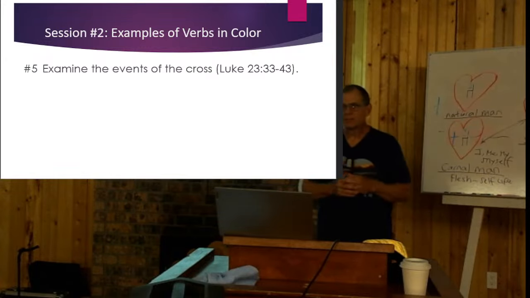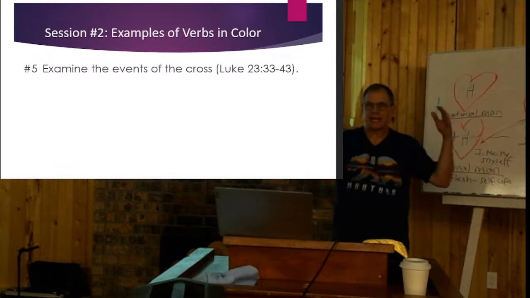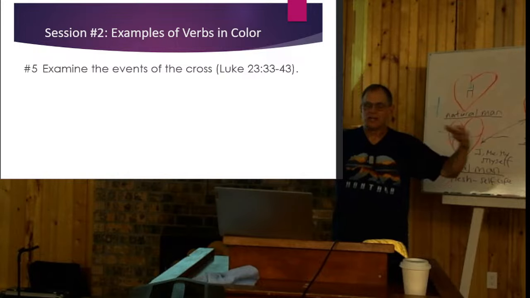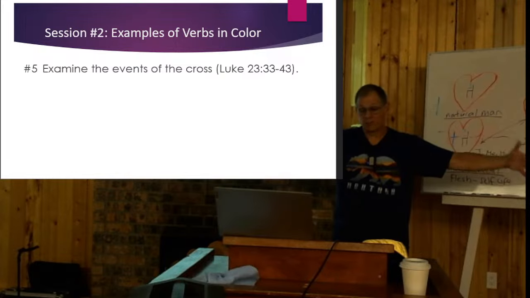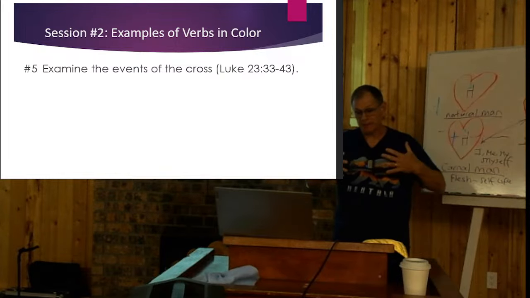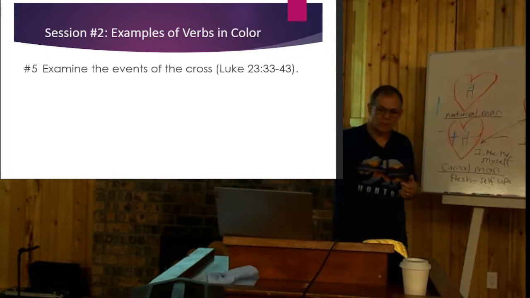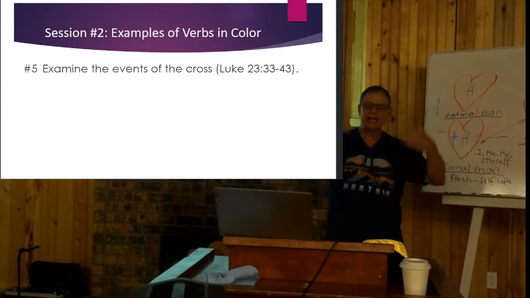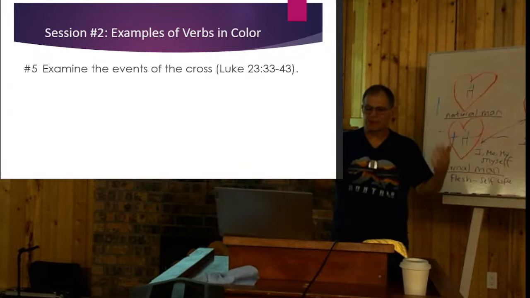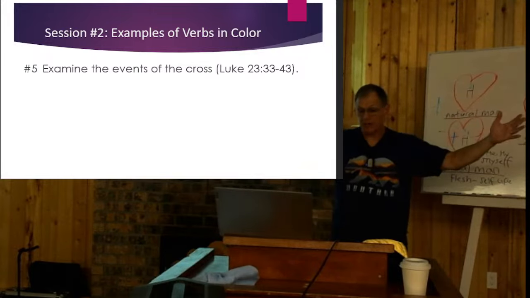All right, so let's put this all together. The Lord is hanging on the tree. He has two malefactors, one on each side. Matthew says that they both were blaspheming him at the start. You have leaders, you have soldiers, passersby, they're hurling insults up to the Lord. They're blaspheming him, they're disdaining him, he's suffering.